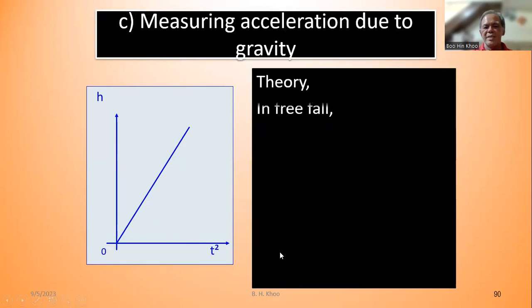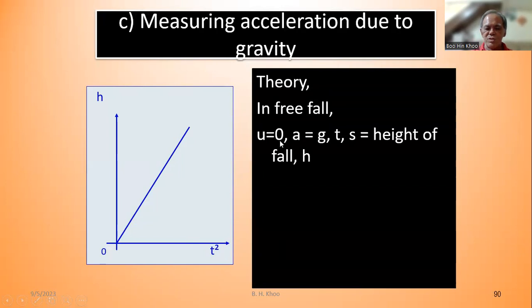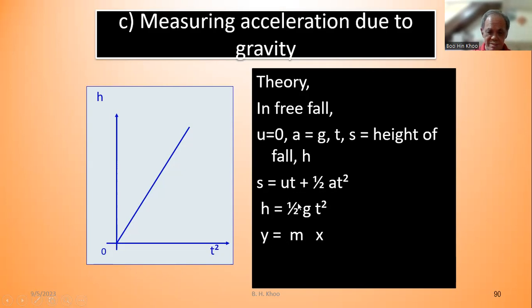Let's go to the theory. In free fall, we take downwards as positive, u equals 0, a equals g. We are interested in time, and the height of fall equals h. So that's our equation of motion. u equals 0, a equals g. Put it in there: h equals half g t squared. So compare to the equation of a straight line, y equals mx. This is your gradient.